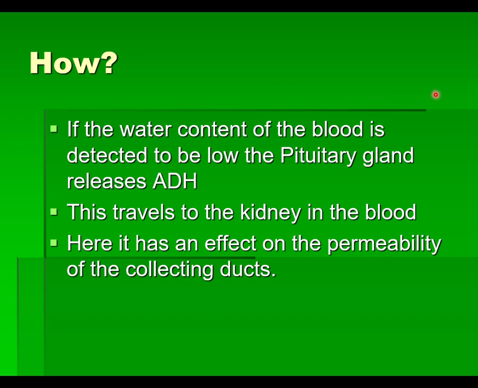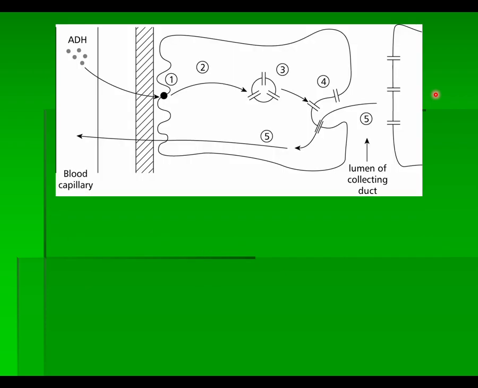The pituitary gland produces and releases ADH. This travels to the kidney in the blood, and basically what it does is it has an effect on the permeability of the collecting ducts. So this is a cell that lines the collecting duct. This is the collecting duct. This is the blood vessels.